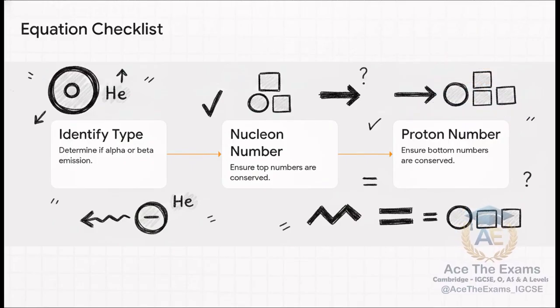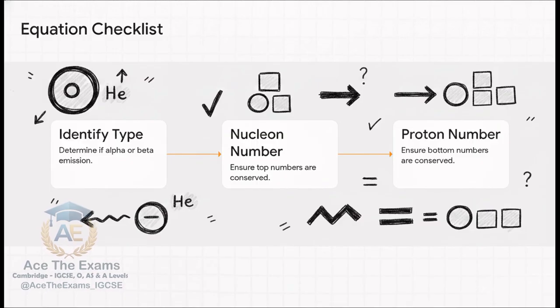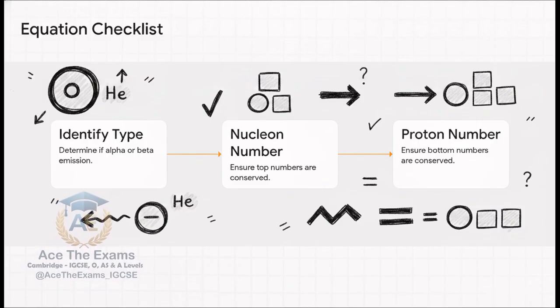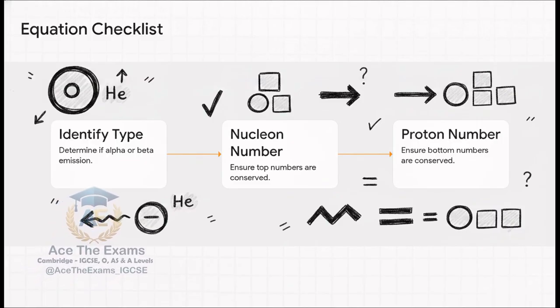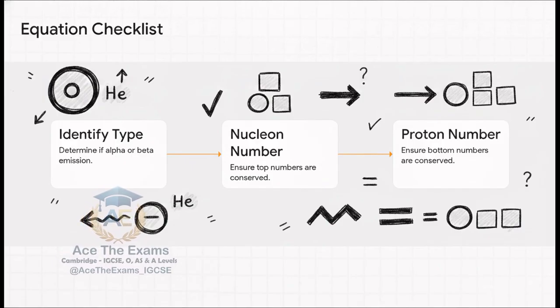You can use a foolproof 3-step checklist to perfectly balance any radioactive decay equation in your exam. Step 1. Identify if it is alpha or beta. If it's alpha, you're dealing with a helium nucleus, so write down 4 at the top for the mass and 2 at the bottom for the protons. If it's beta, an electron is being emitted, so write down 0 at the top and -1 at the bottom. Step 2, conserve the top numbers, the nucleon number.